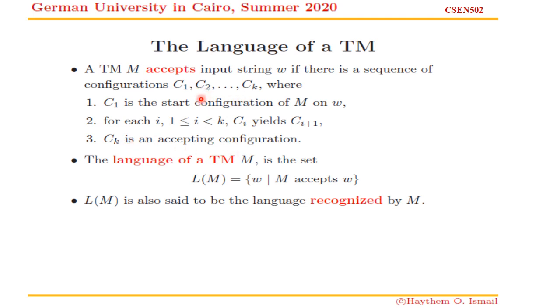And for any pair of consecutive configurations, Ci and Ci plus 1, it must be that Ci yields Ci plus 1. That is, the Turing machine can change its configuration from one configuration to the next in the sequence by observing and respecting the transition function. Then the language of a Turing machine, or L of M, is the set of all strings W over the input alphabet that M accepts. We also say that L of M is the language recognized by M.